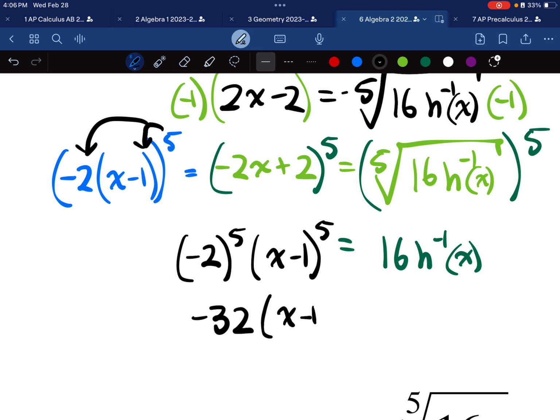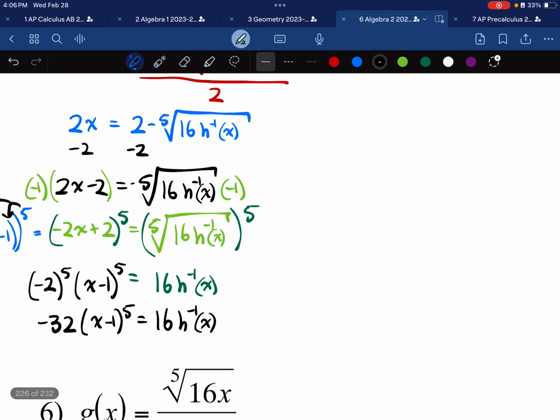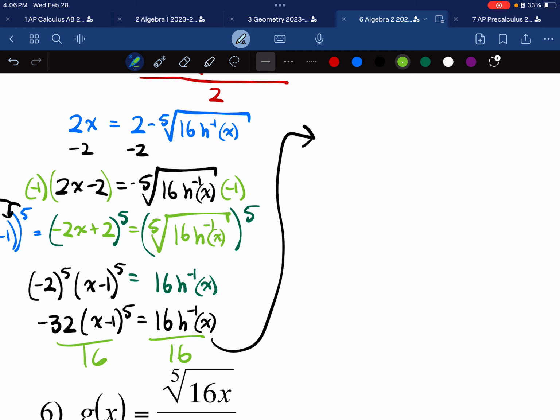Times x minus 1 to the power of 5, and that's going to be equal to still this 16 h inverse of x. And now I can divide both sides by 16, and it'll work out really nice. Here, I'm running out of room, so I'm going to come and work up here. If I divide both sides by 16, notice that these will also cross-cancel, to just a negative 2 on the top and a 1 on the bottom. So I really have negative 2 times the quantity of x minus 1, that quantity to the power of 5, and that's going to be equal to h inverse of x. And there's my final answer.